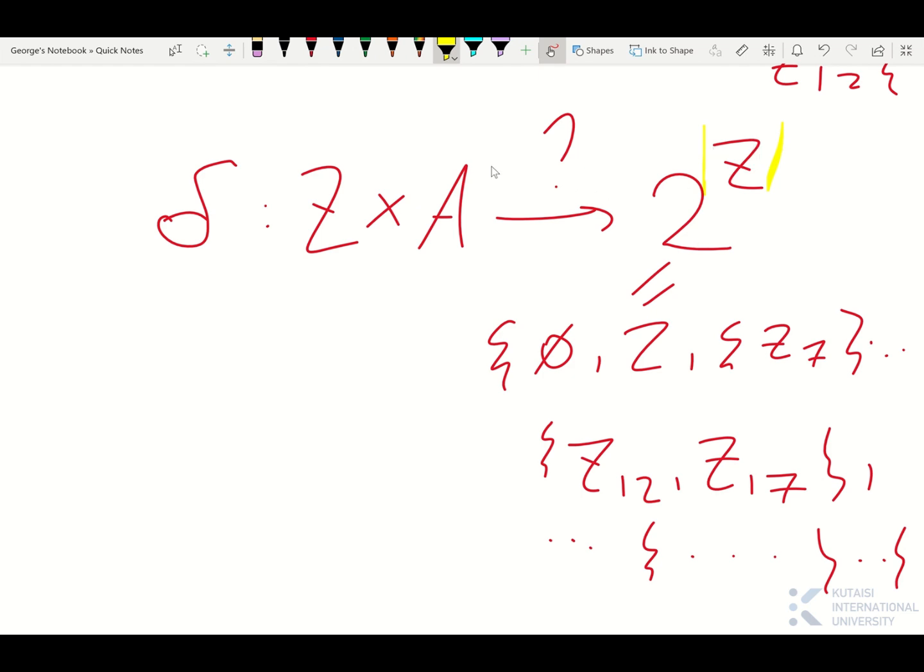Exactly this many elements. However many elements are in Z, 2 to the power Z is how many subsets you have. And now what the machine does, for every state and every letter, it gives me a subset. For example, if it gives me this subset, it means that when I'm in the state and I read this letter, I can go to Z12 or Z17.